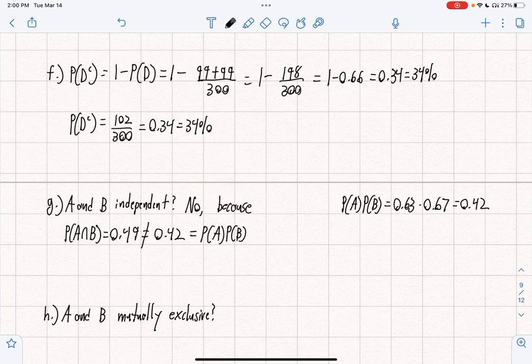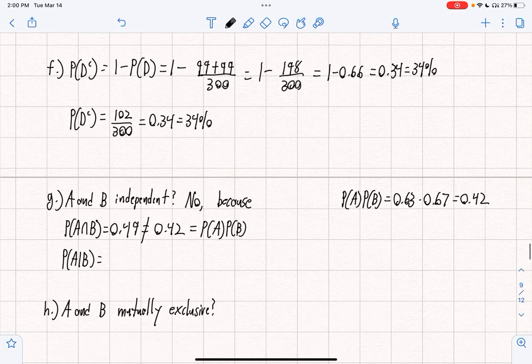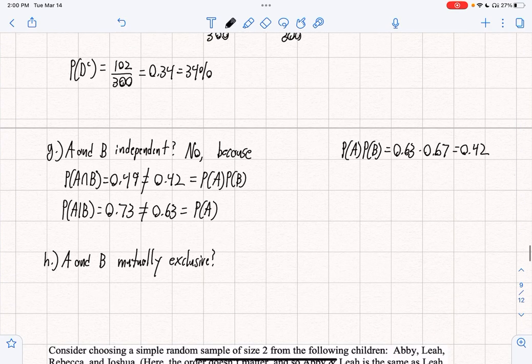But alternatively, we also could have just checked the probability of A given B, which we found to be 0.73. And we would see this is also not equal to 0.63, which is our probability of A. Right, the probability of A is 0.63, which is not equal to the probability of A given B. So these are not independent. We would say these events are dependent.